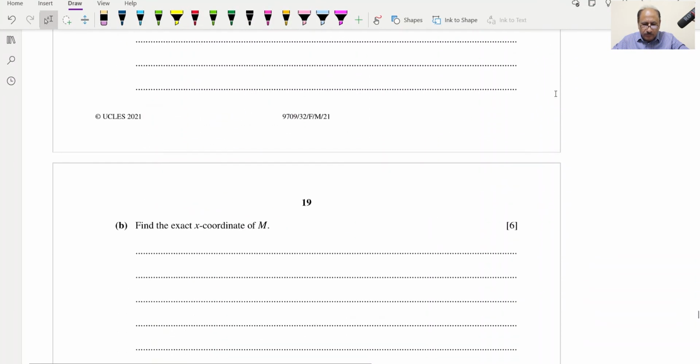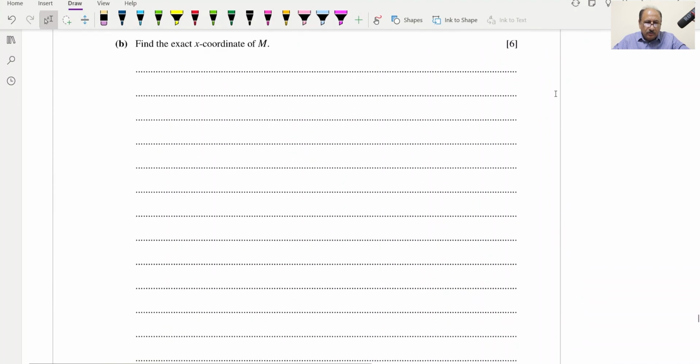Hopefully you understood. Now we can go through the second part, the B part. Find the exact x coordinate of m. We know y is equal to sine 2x cos square x. Now we can find dy by dx at the m coordinate.